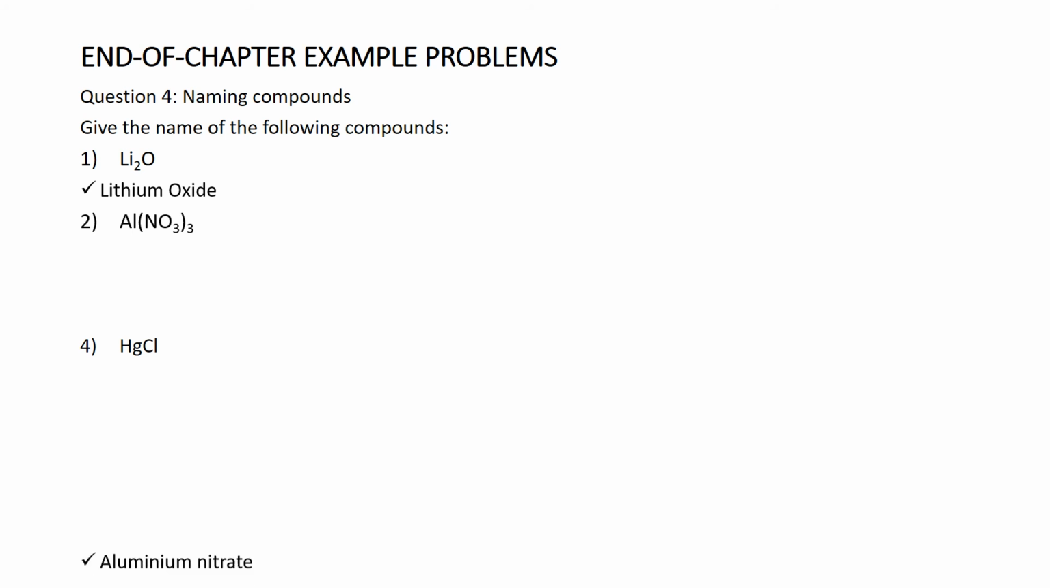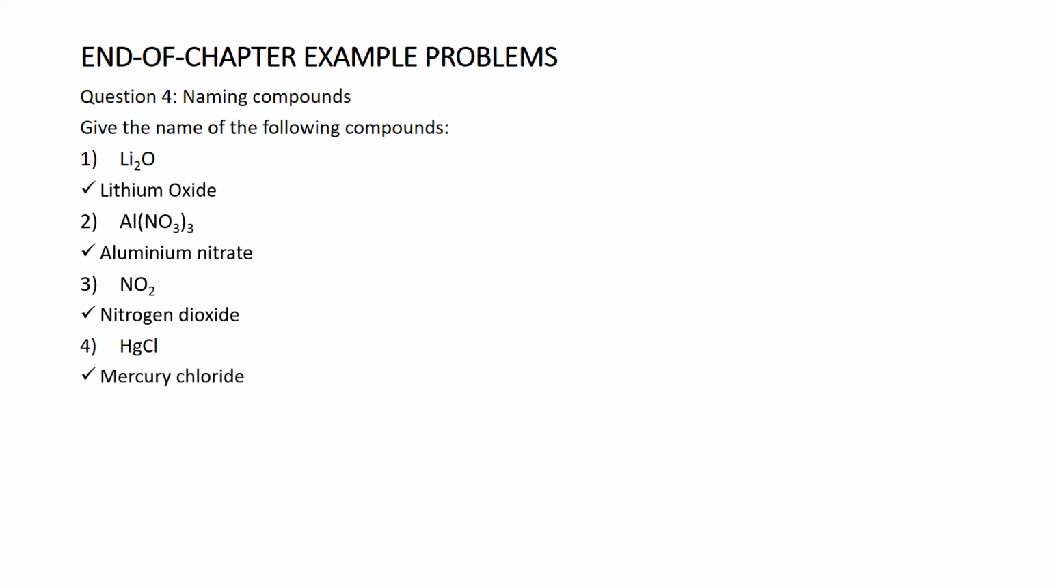And then we have AlNO3. This is going to be aluminium nitrate. Again, this will not be aluminium trinitrate. Why? Because nitrate is not a monoatomic anion. Like I said, the prefixes only work in monoatomic anions. Then NO2, so here O is a monoatomic anion, so we can use the prefix: nitrogen dioxide. HgCl, what is Hg? It's mercury, Cl, chlorine, so it is going to be mercury chloride.